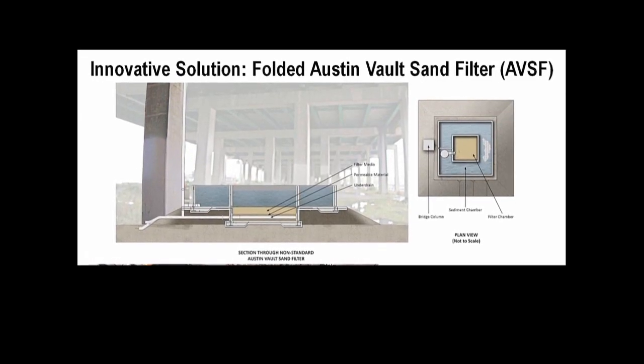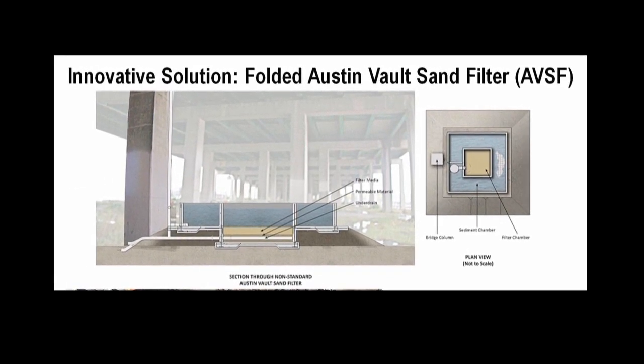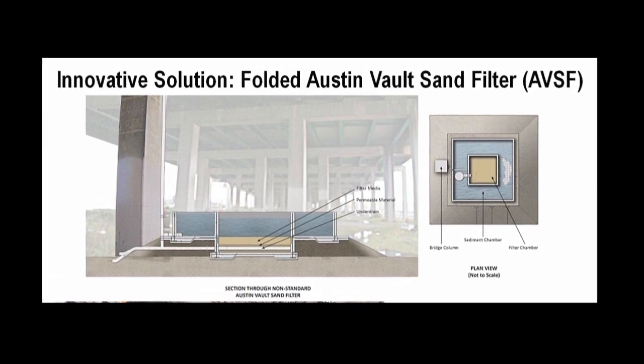The innovation is to, as was mentioned before, fold the geometry of the Austin Vault sand filter such that the full benefits of the standard Austin Vault sand filter can be met, but in a much more compact design. Both the exterior and interior geometries were altered, as well as having two nested basins, a sedimentation basin and a filtration basin, which are components of the Austin Vault sand filter.